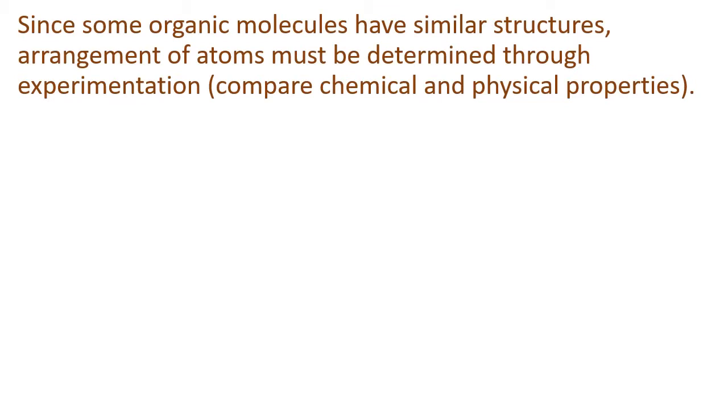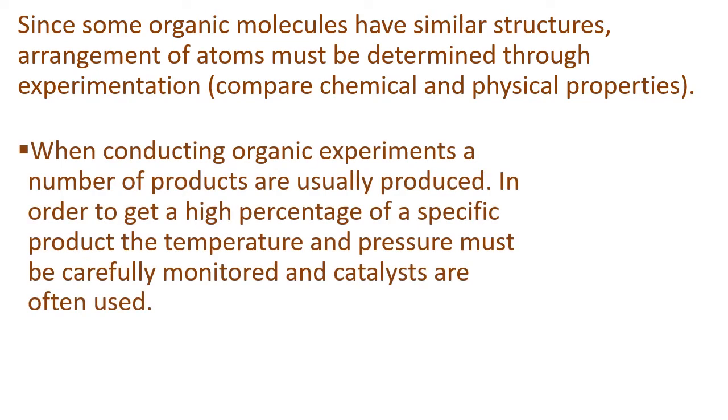Since some organic molecules have similar structures, arrangement of atoms must be determined through experimentation. So you compare the chemical and physical properties. When conducting organic experiments, a number of products are usually produced. In order to get a high percentage of a specific product, the temperature and pressure must be carefully monitored, and catalysts are often used. Remember from grade 10? Catalysts are things that speed up reactions but are not used up in the reaction.